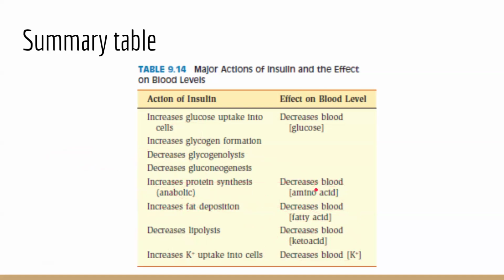Decreased blood amino acids, so you can't have gluconeogenesis. At the same time, you're also producing proteins from those amino acids. And the glycogen formed is from the glucose, so that's why your blood glucose levels will decrease.